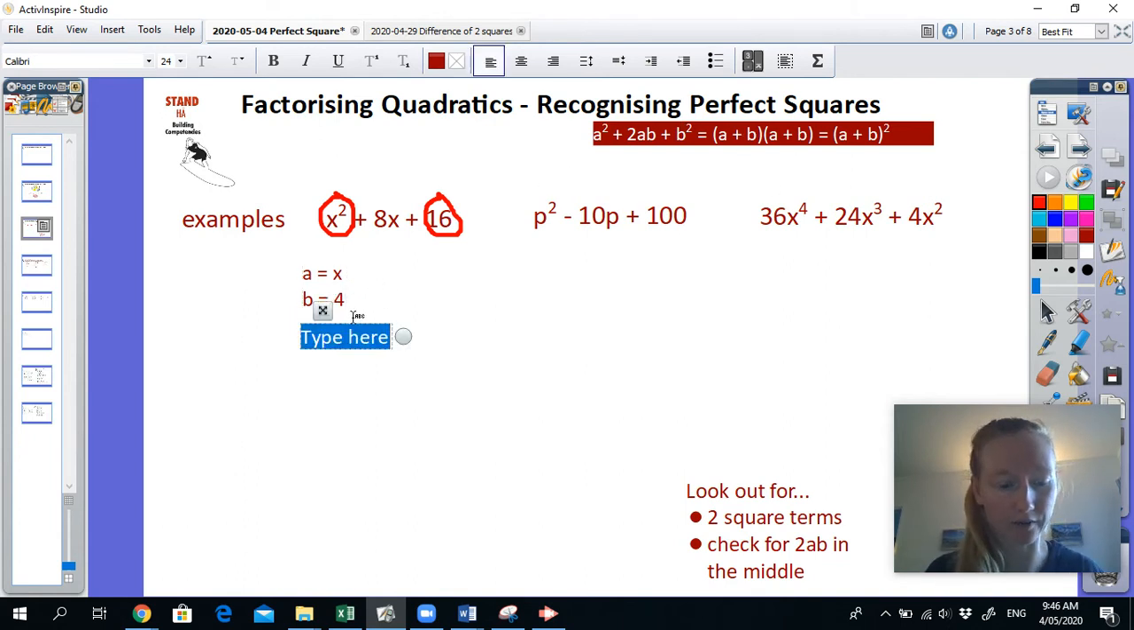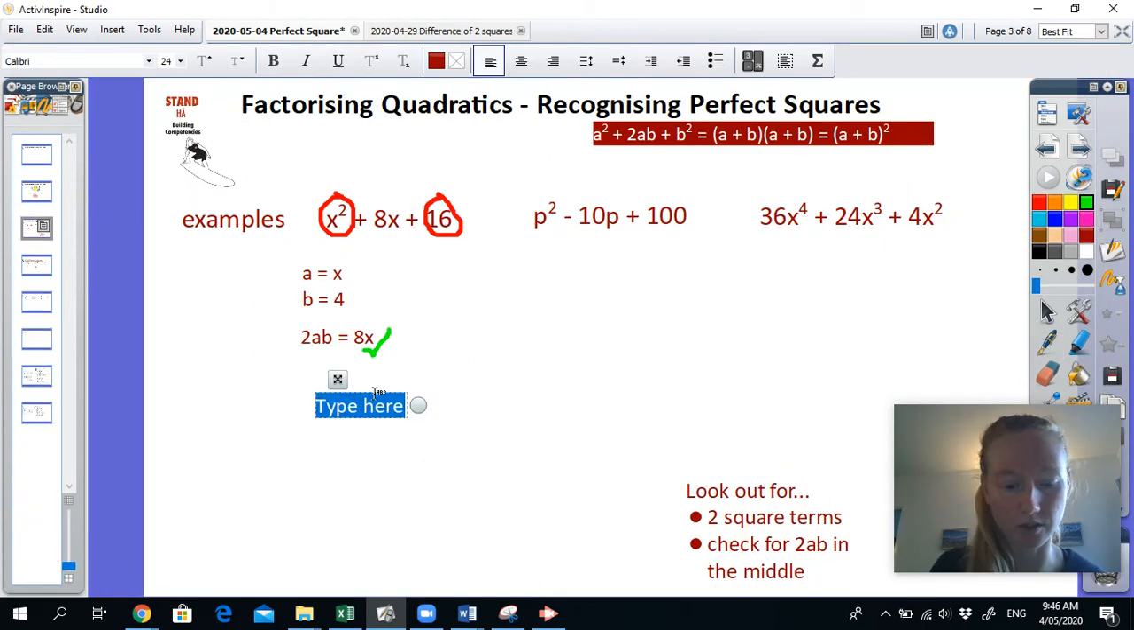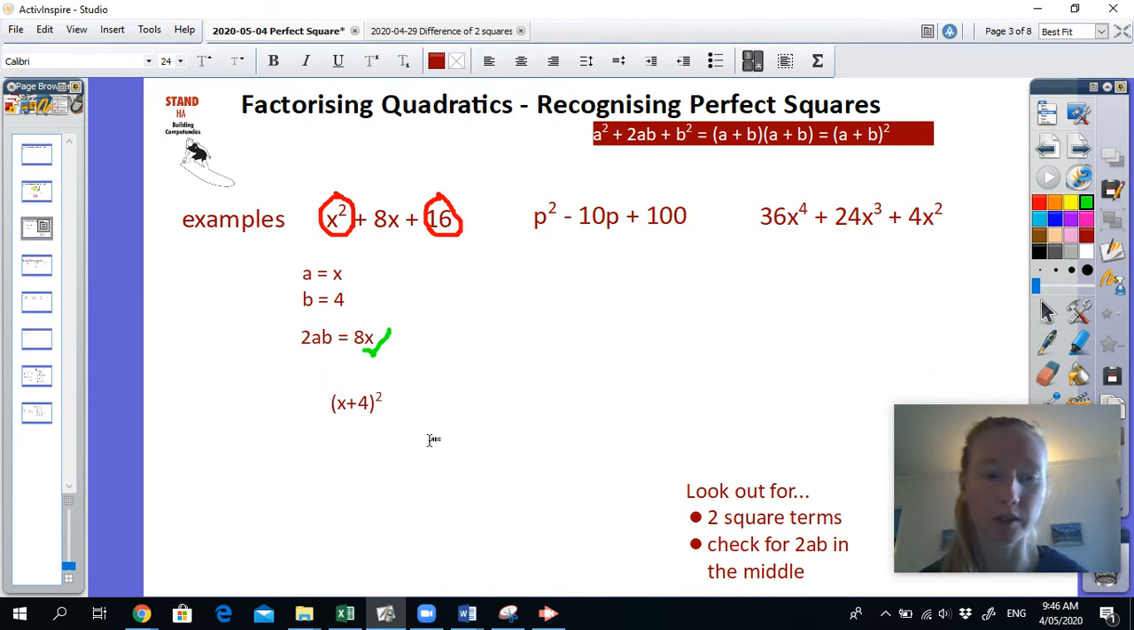So then we just need to check for that 2ab in the middle. So 2 times a times b. A times b is 4x, so 2ab is going to be 8x. And that is what we have in the middle. So therefore, this one is a perfect square. So then we can just straight away factorize x plus 4 all squared. Okay, you've seen ones like those before. Those ones hopefully aren't new to you, but reminding ourselves of the principles of a perfect square will allow you to apply that to some different ones that we're going to look at today as well.